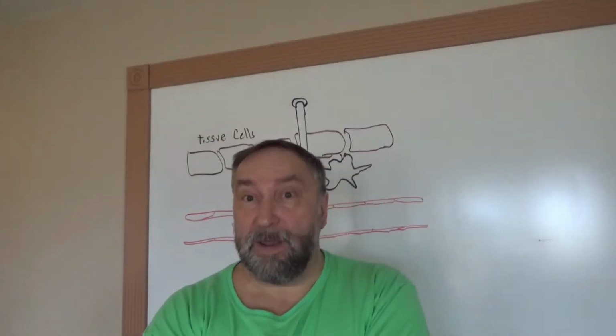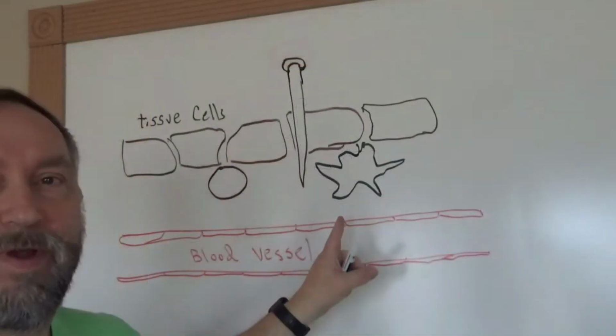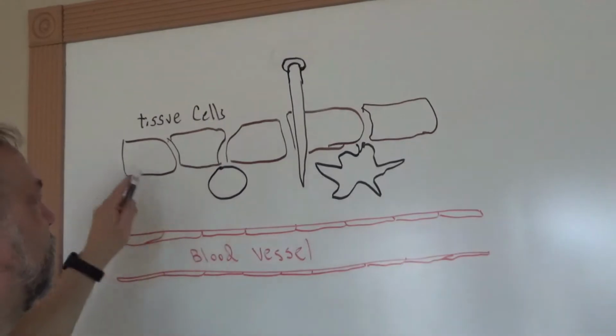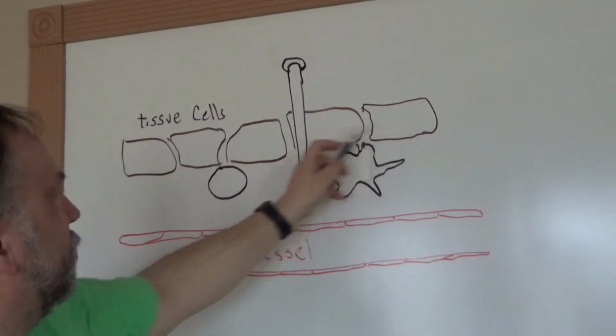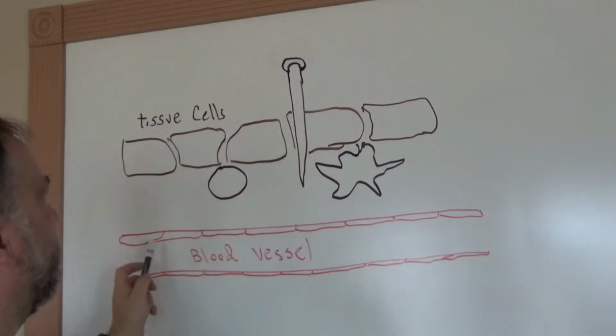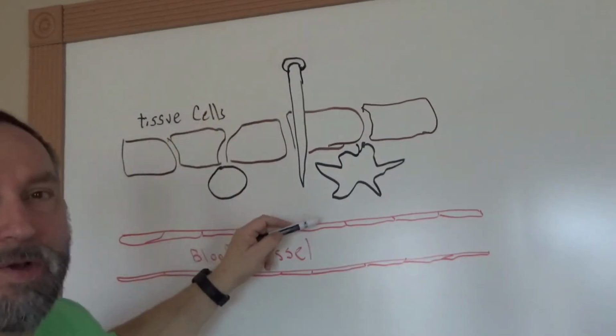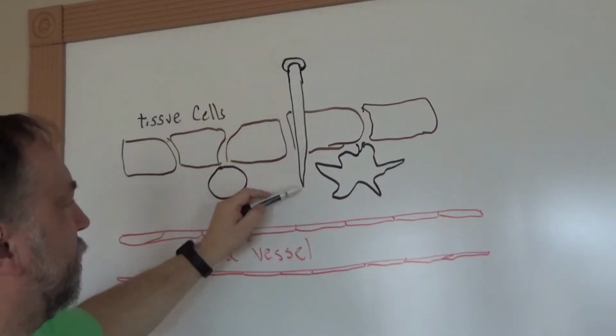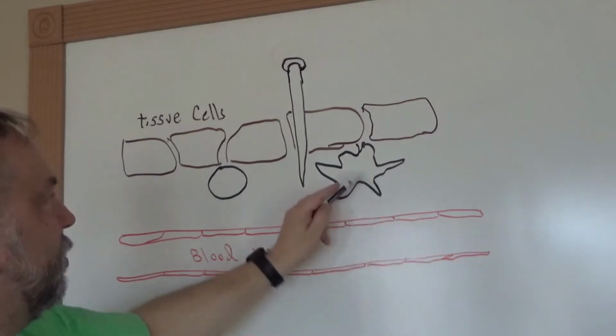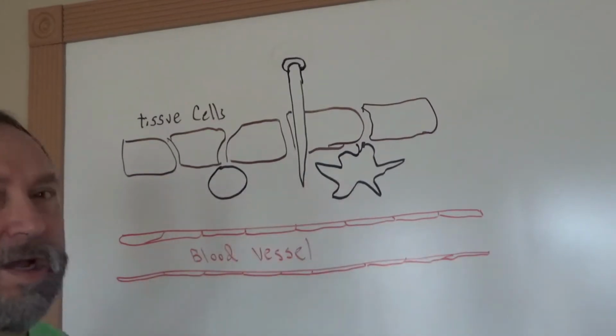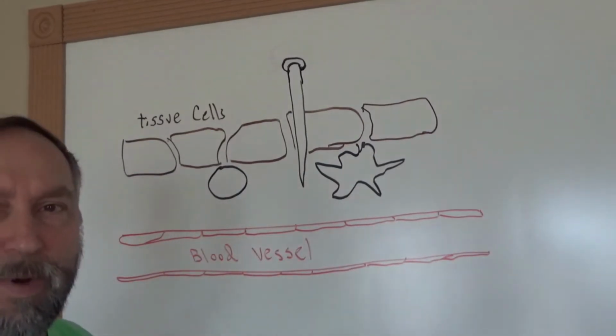Going to talk about the inflammatory response. Over here on the board, I've drawn out some tissue cells. This would be like the skin, and I drew a nail coming down into the skin, and a blood vessel down here, and a couple of immune cells that lie right under the skin.